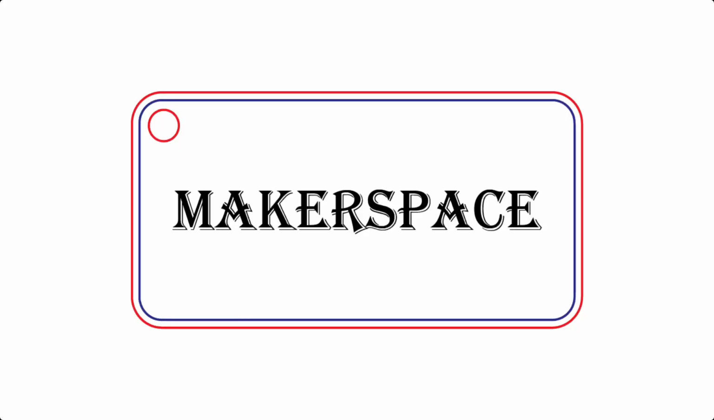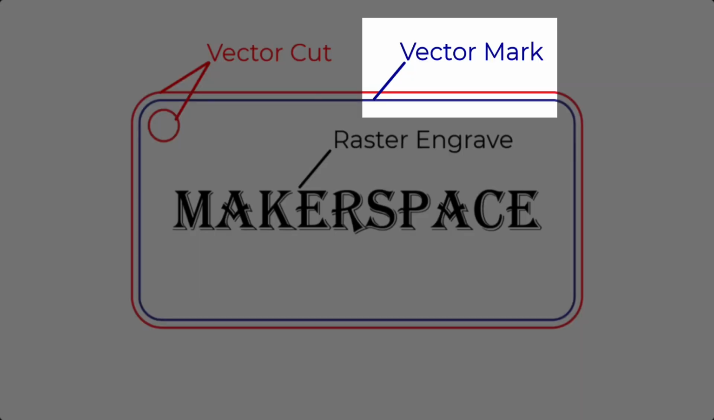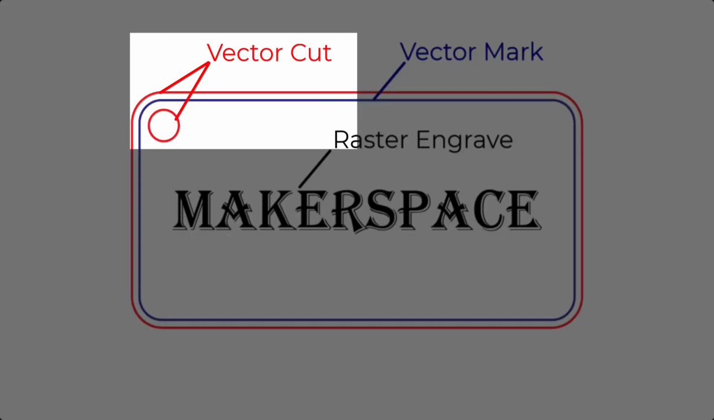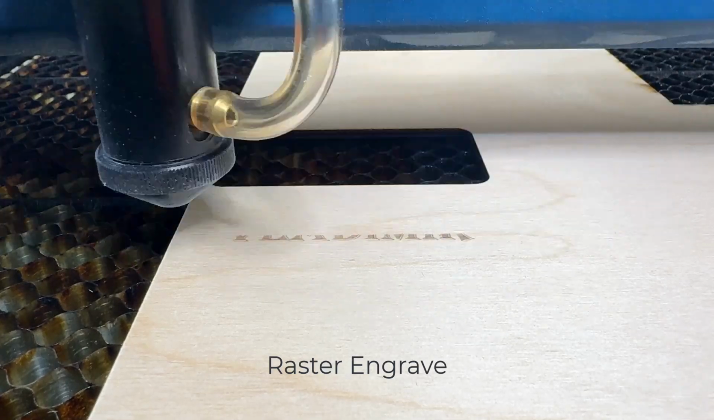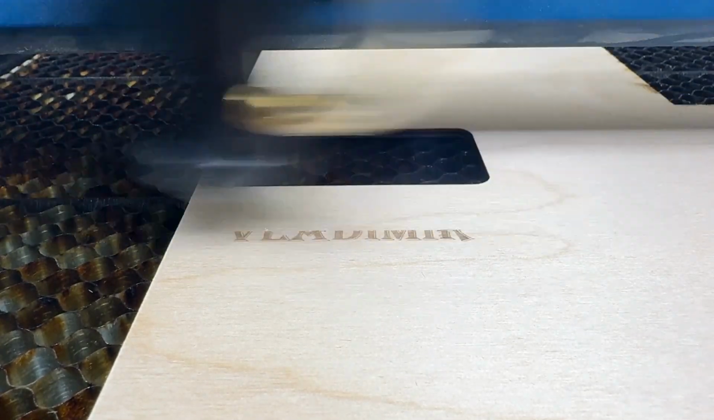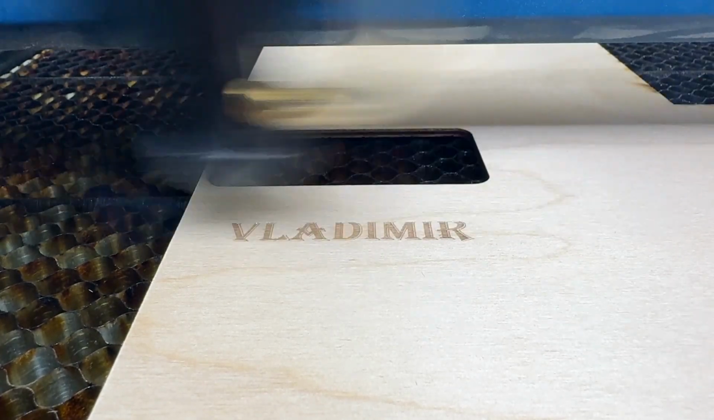The project we'll be making is a name tag that incorporates these three laser operations: vector cut, vector mark, and raster engrave. The text will be a raster operation, the inner rectangle a vector mark operation, and the circle and the outer rectangle a vector cut operation, since both these cuts will go all the way through the part. During the raster engrave operation, we see the laser moving rapidly back and forth as it engraves the text. During this operation, the laser is scanning back and forth and only firing where it sees pixels.